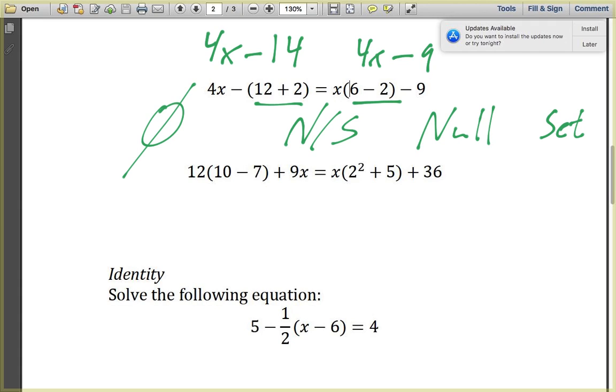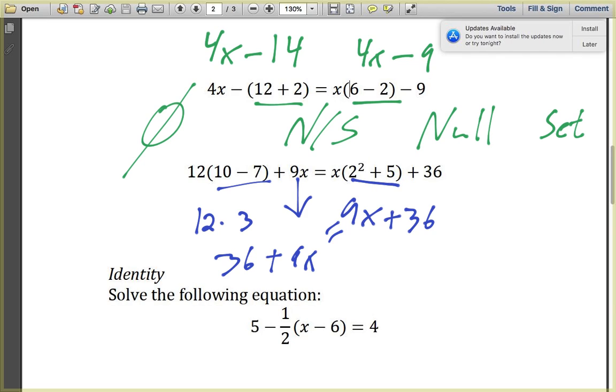Let's try this next one. 10 minus 7 is 3, so I have 12 times 3, which is 36, right? And I'll just bring the 9x down. 2 squared is 4. 4 plus 5 is 9, so I get 9x plus 36. And then bring my equal sign down. So 36 plus some number, right, equals some number plus 36.